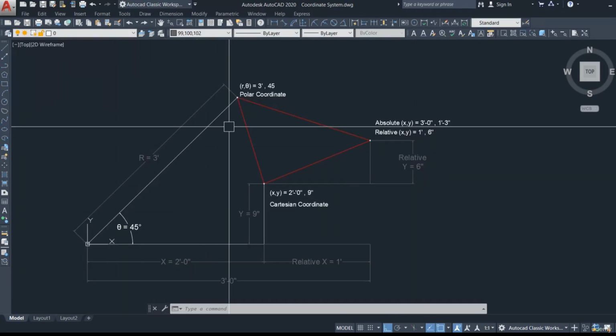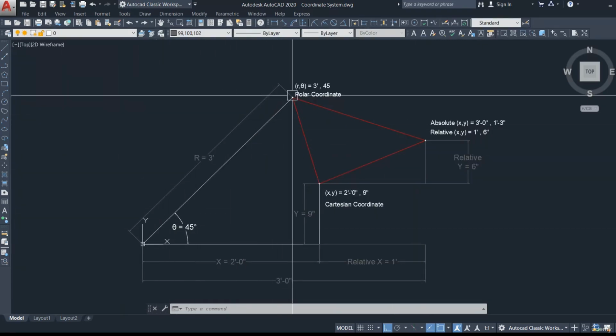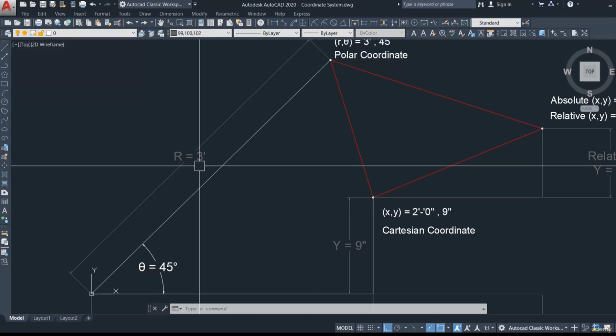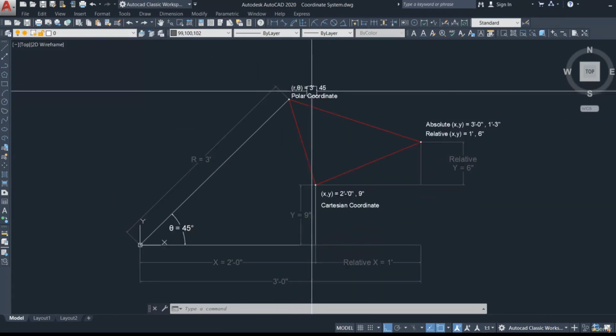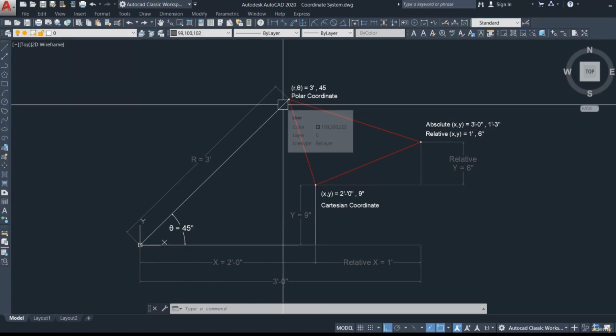Next, let's see the polar coordinate. If you look at the polar coordinate, this is the distance r, that is 3 feet. So the distance is 3 feet and the angle is 45 degrees. So this is your polar coordinate.